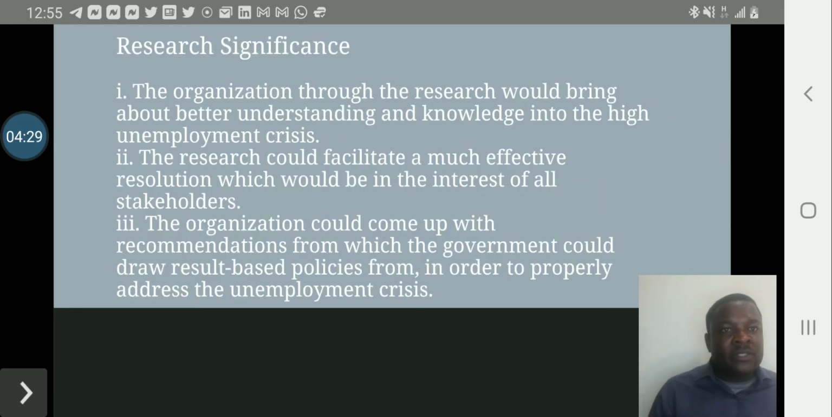So the research significance is basically to find resolutions to this crisis. The several stakeholders, which are the unemployed youth, the government, and the private sector, are all going to be beneficiaries of this research. The unemployed youth are going to find gainful employment. The government, through our recommendations, can make policies which are going to help them solve these unemployment crises. The employers will also be able to expand their businesses and have the workforce that they need, because they are also going to have this data available.